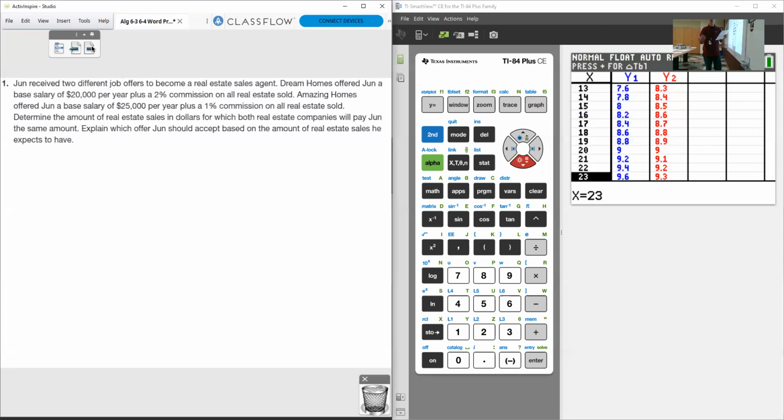When you earn commission, it's based on the amount that you sell. The more money that you sell in products, or in this case, homes, the more extra money that you get. That salary is guaranteed money, but then the commission you make, it's sort of like bonus money.